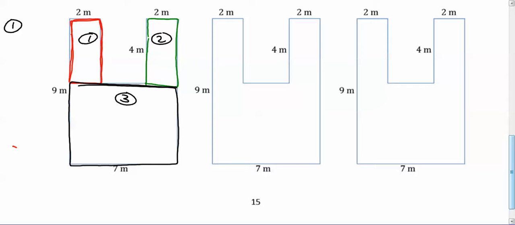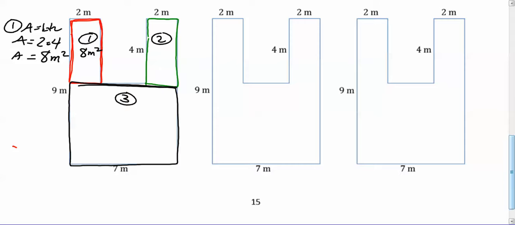So for rectangle 1, we start with the formula, area equals base times height, right? That's a parallelogram, length times width for a rectangle. Area equals 2 is our base. What's our height? 4, very good. So 2 times 4 equals 8 meters squared. So we're going to write in here 8 meters squared.